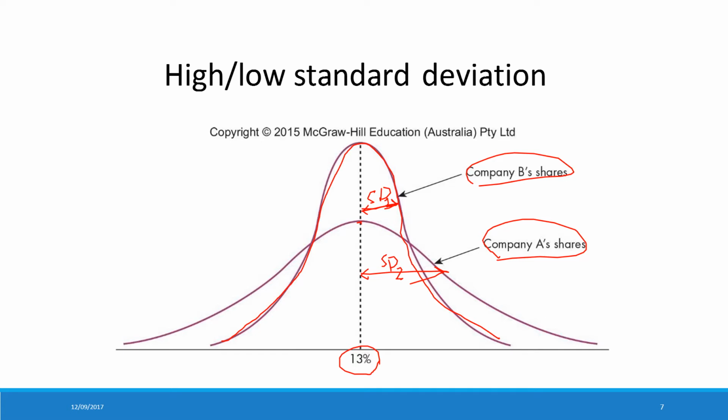Therefore, company B's returns tend to be less volatile than company A's returns. So by looking at the distribution here, we can conclude that company B is safer than company A. Right.